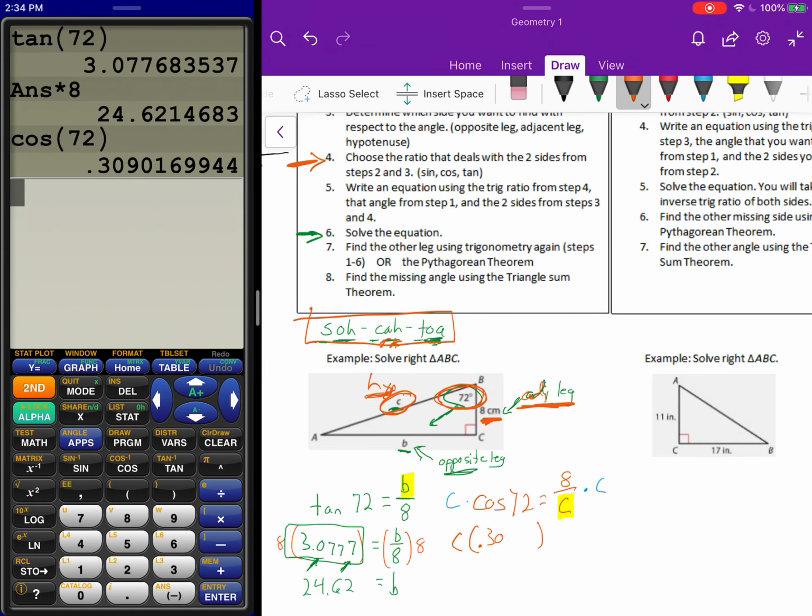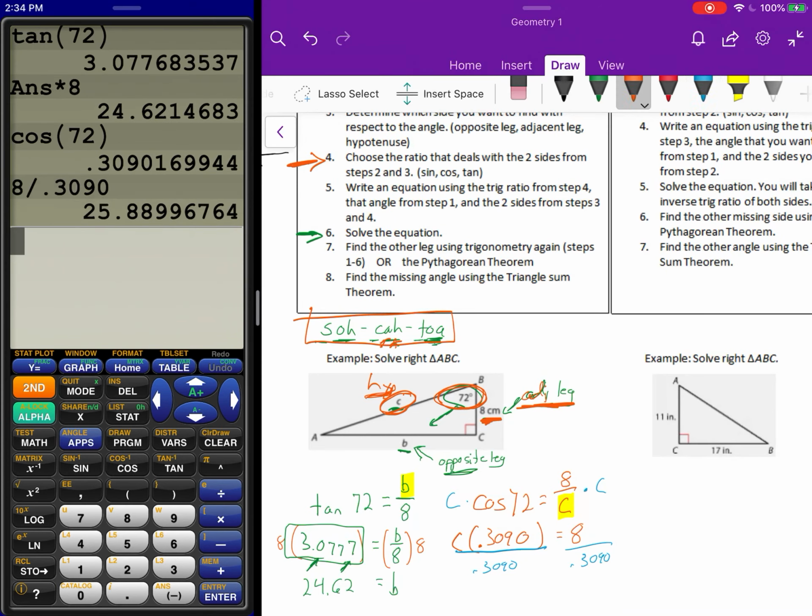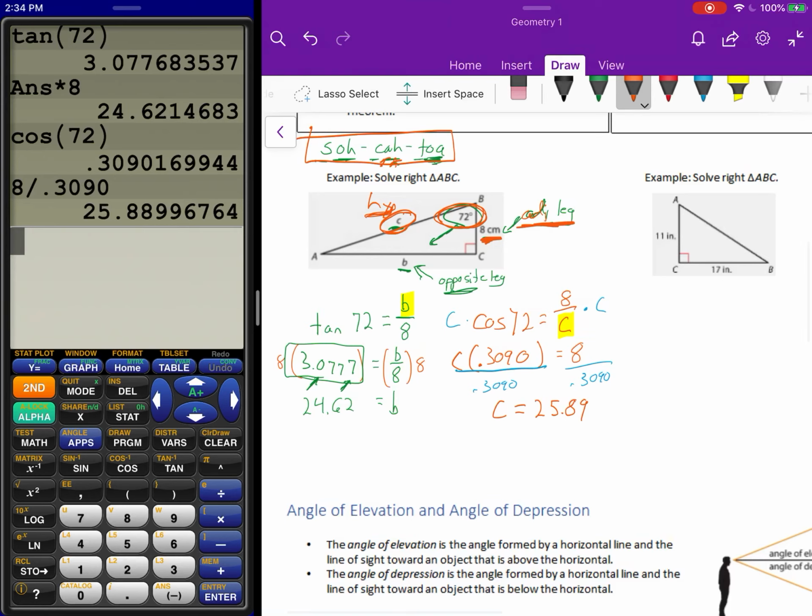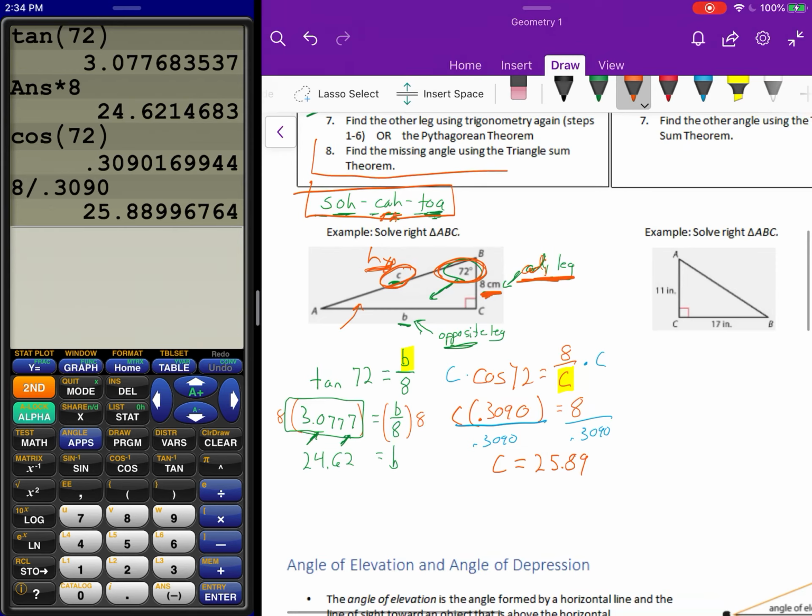We're going to type that in our calculator. Cosine 72, 4 decimal places, 0.3090 equals 8. And now we divide both sides by that decimal, 0.3090. And so we can do 8 divided by 0.3090, hit enter, and we have found our value for C is 25.89.